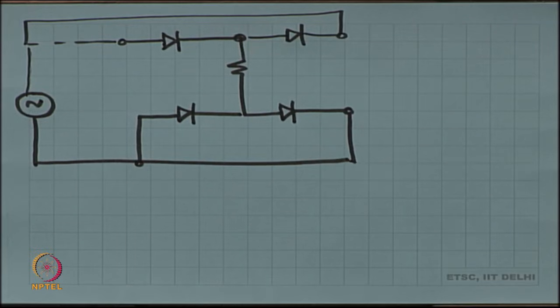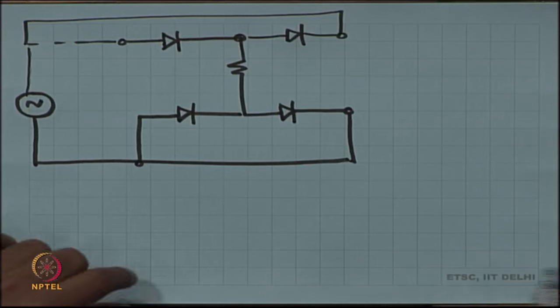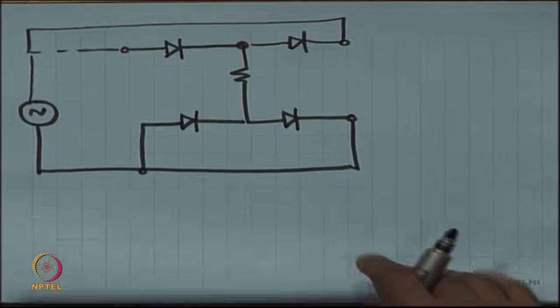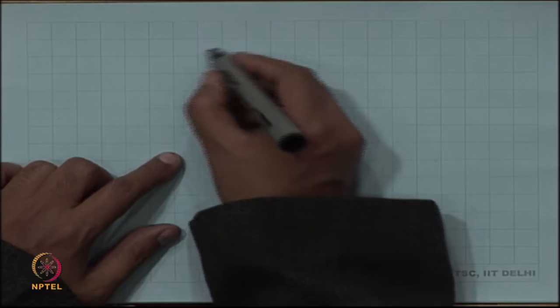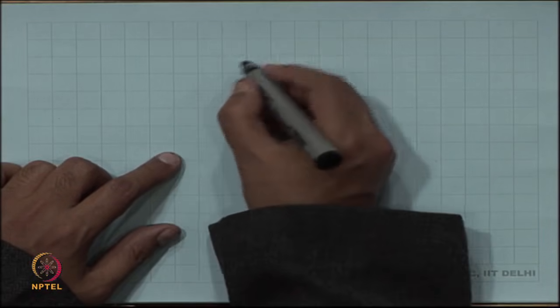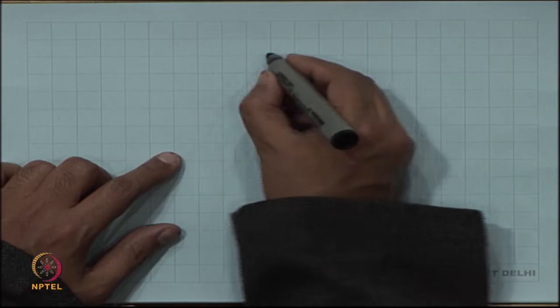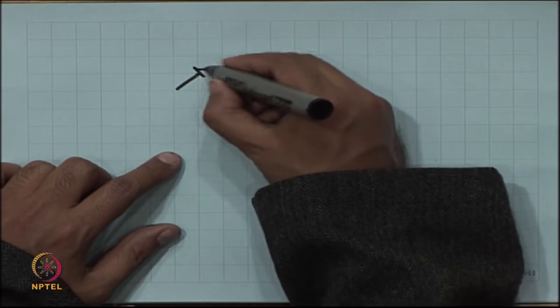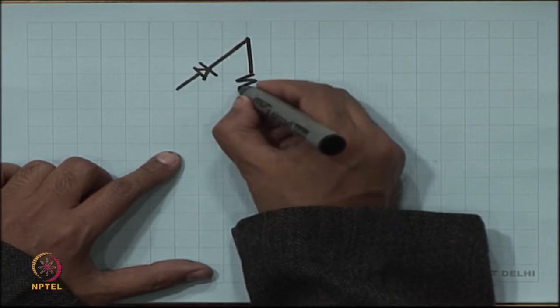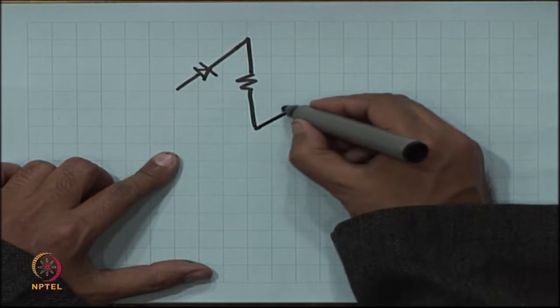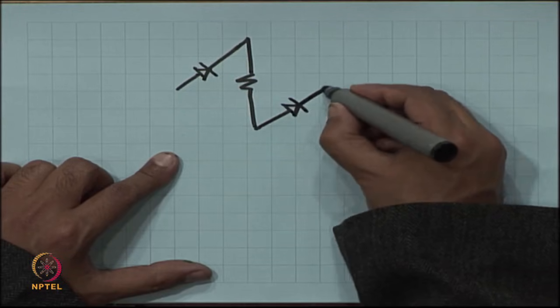Have I made a mistake? I think I have made a mistake. Okay, let me draw it the ordinary way of drawing it. I think this is not correct. So, the way you are going to draw it is, yeah, this is a better way of drawing it. That is why this is the way it is always drawn.